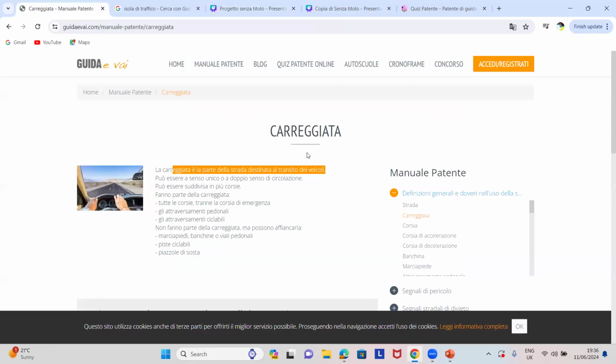Now, guys, in this first topic, what they call definizione generale e doveri di uso della strada, one thing you should do for me is this: please understand the definition of every particular topic. It's very important. They define carreggiata as the part of the road destined for the movement. Transito means movement, transit. Some quizzes will ask transito, some will ask circolazione, dei veicoli. All of them mean the same thing. So the definition of carreggiata is a part of the road destined for the movement of vehicles. Now, watch. Può essere a senso unico, può essere a doppio senso di circolazione. Are you seeing now? We've seen this already before.